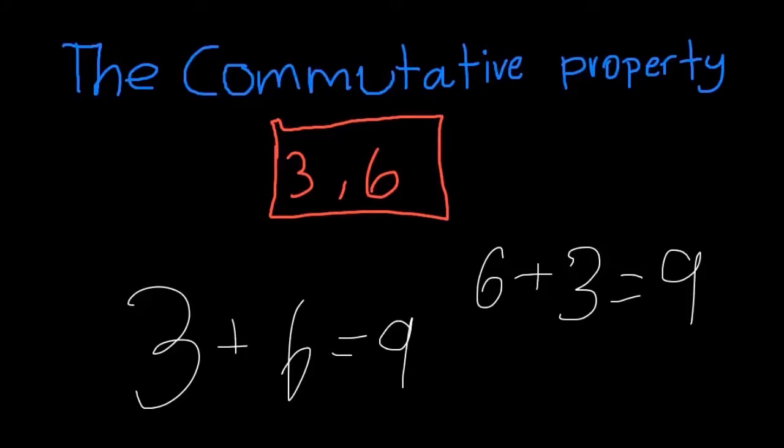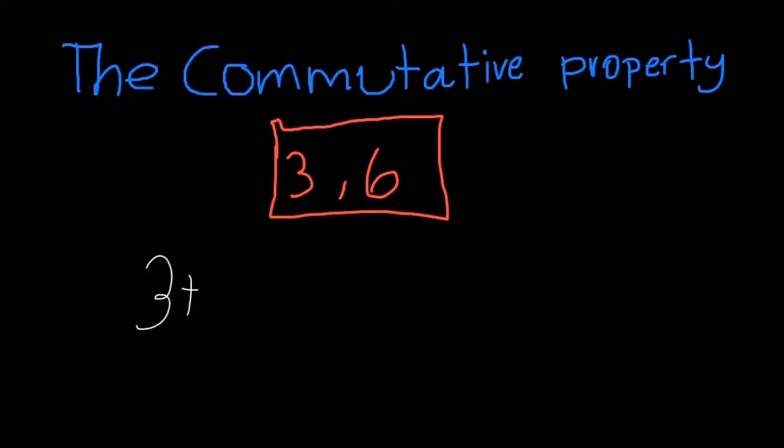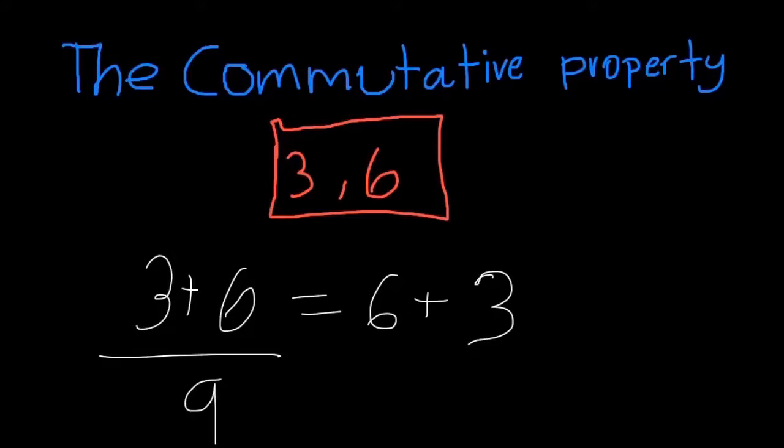So you know what that means? It means that 3 plus 6 is equal to 6 plus 3, because 3 plus 6 is equal to 9, and 6 plus 3 is also equal to 9. And 9 is equal to 9, so 3 plus 6 is equal to 6 plus 3. And guess what? I've used commutative property here without even knowing it.